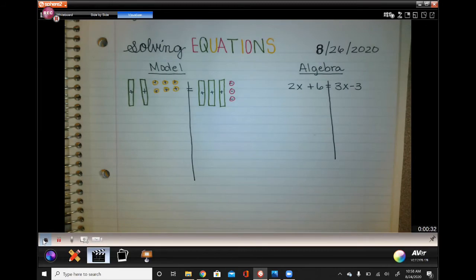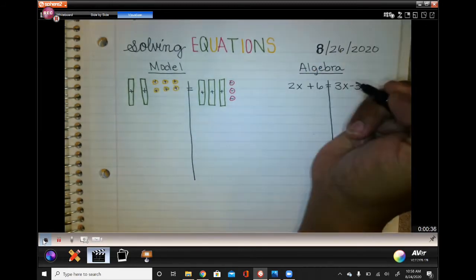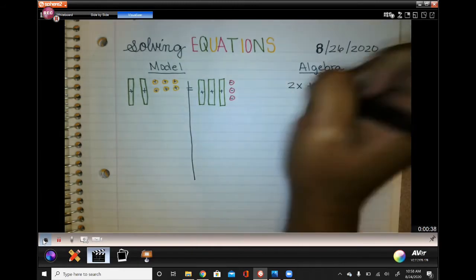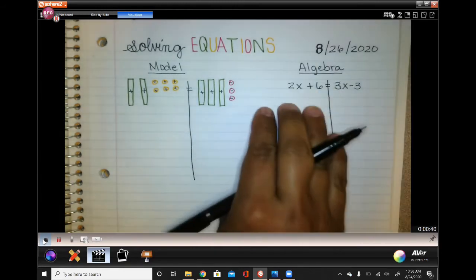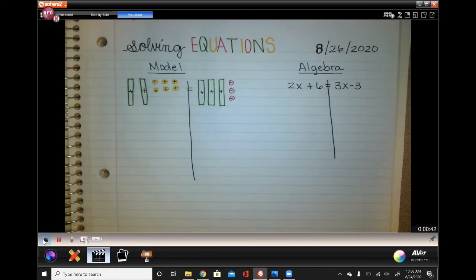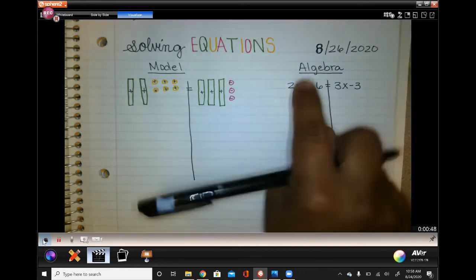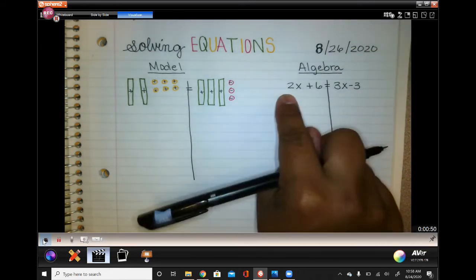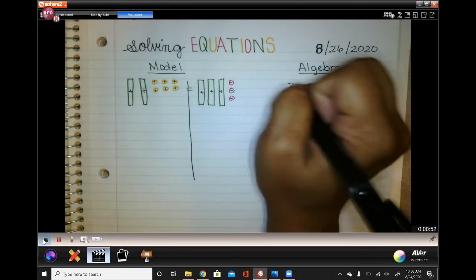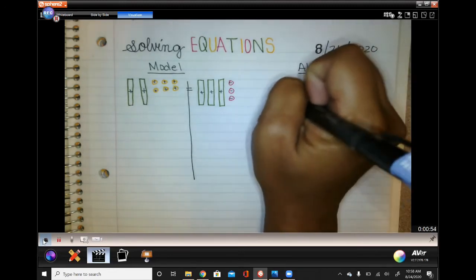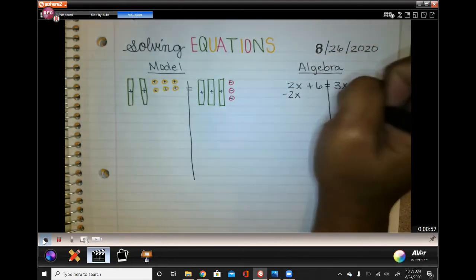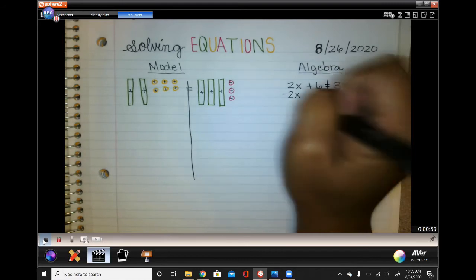Alright, so the first thing that we are going to do is I am going to move my variables over to the right hand side, and I'm going to move my constants on the left. So like I said, I want you to kind of get an idea of what side everything is going to be on, and that way we know what we're working towards. So in order to move my variables over here, I have to do the opposite. The opposite of 2 positive x's is 2 negative x's. And what I do to one side, I do to the other side.